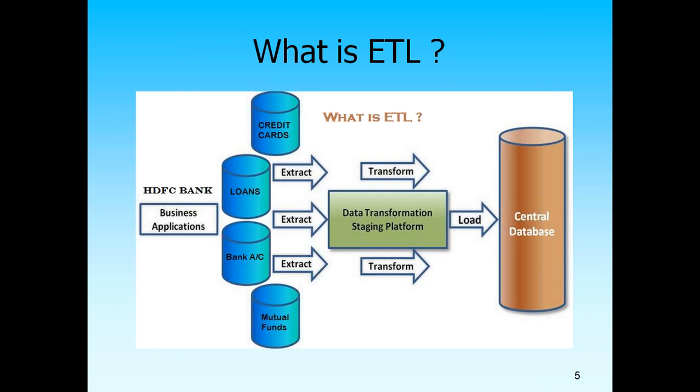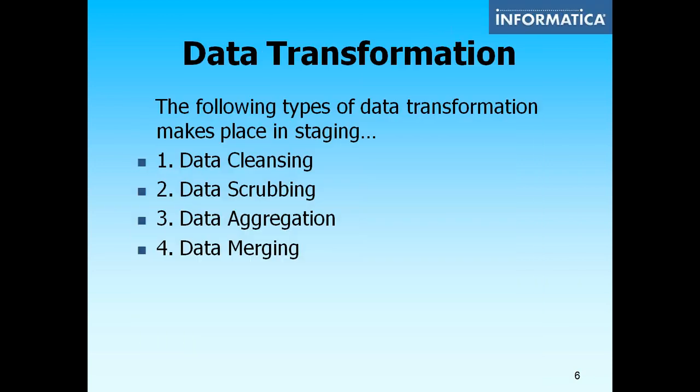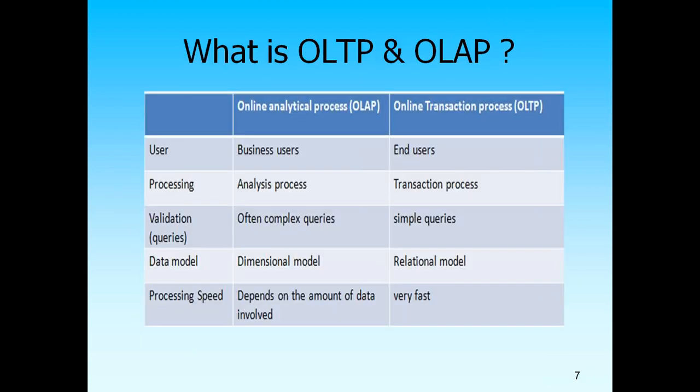Now, the centralized data warehouse is for a reporting system to take decisions. It's a decision making system. Okay, so we'll see what is the difference between OLTP and OLAP. OLAP is supporting business users, and OLTP is supporting end users. And OLAP supports the analysis process and OLTP supports the transaction process.